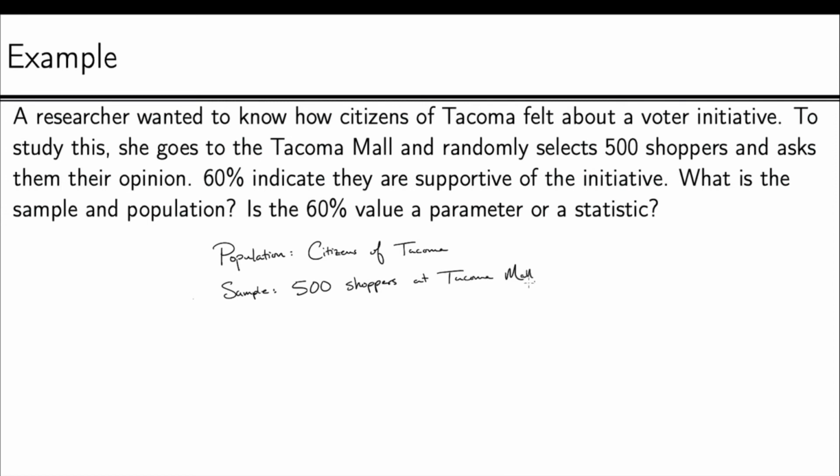Okay, then we want to talk about this 60%. And we want to know, is that a parameter or a statistic? So the question really is, is that 60% describing the population or is it describing the sample? Well, we're told that of those 500 shoppers, after talking to them, we find that 60% of those shoppers were supportive of the initiative. And so that is a statistic. Because it doesn't necessarily describe the entire population, not all citizens of Tacoma. It describes just those that we actually got data from.